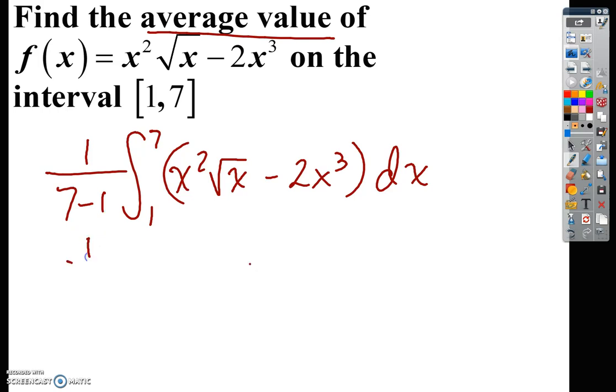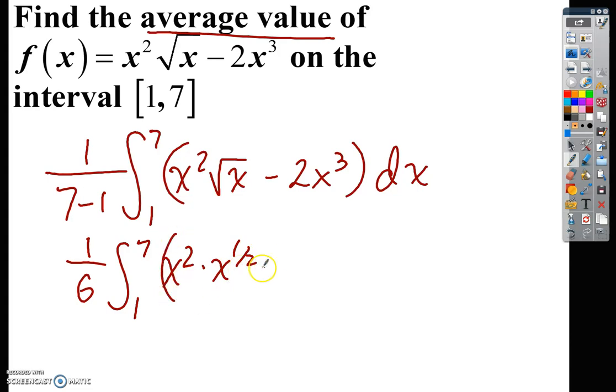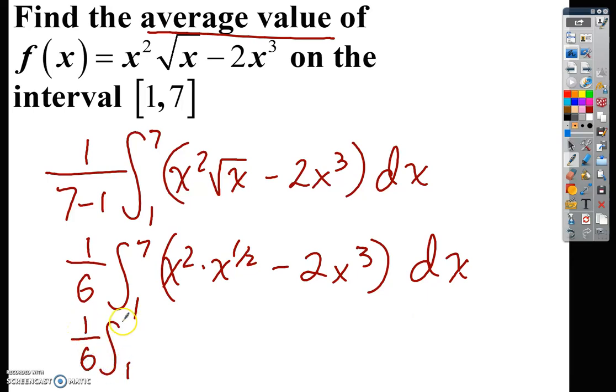So we end up with 1 over 6 times the integral from 1 to 7. We're going to rewrite this as x squared times x to the 1/2 minus 2x cubed dx, which then becomes 1/6 times the integral from 1 to 7 of x to the 3/2 minus 2x cubed dx still.